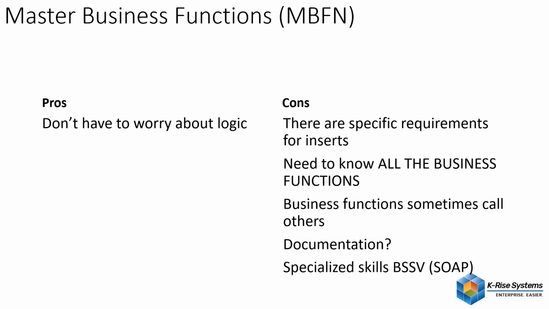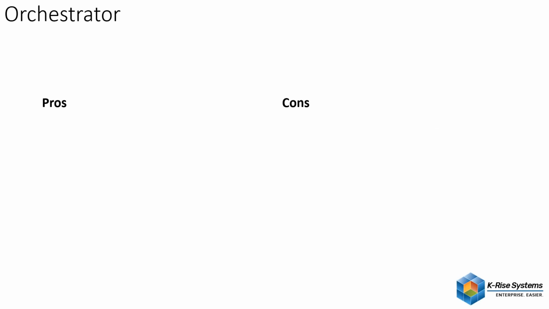And if you're going to use the BSSV, which is a specialized piece of master business functions that generate SOAP, there are some other specialized skills involved. It does help. There are pros to it, but you need to know a little more than perhaps you should, and it doesn't take the complexity away as much as our next option, which is Orchestrator. And part of the reason I'm sure a lot of you are here today, we're going to show this as well.